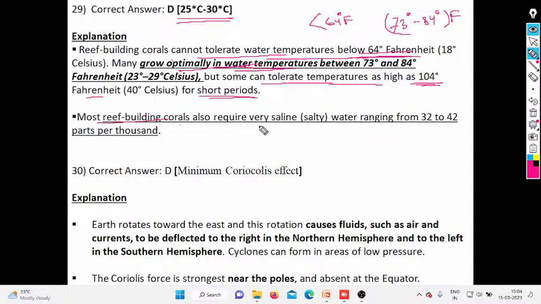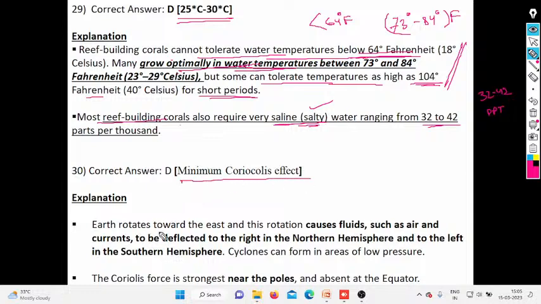Most reef building corals also require very saline, salty water ranging from 32 to 42 parts per thousand.